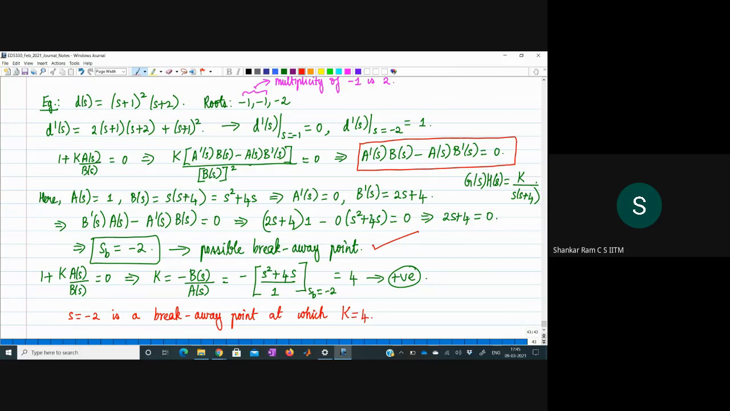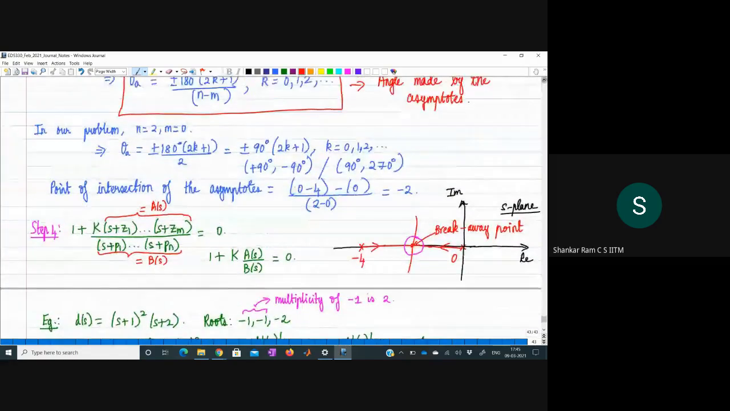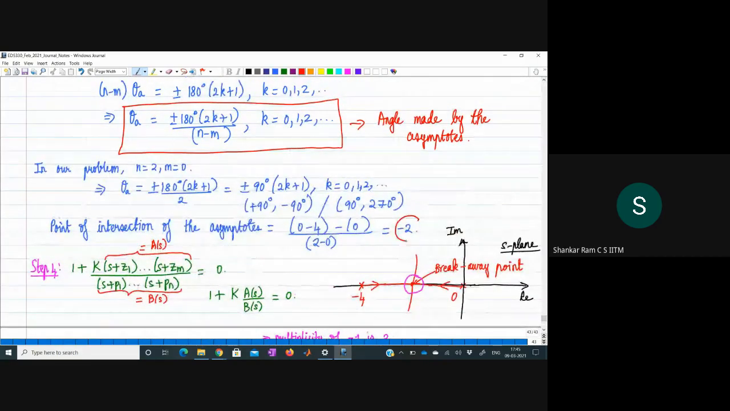So this is how we find breakaway and break-in points. One can note something interesting, which is very specific for this example, not true in general. It so turns out that the breakaway point is at minus 2, and we also saw that the point of intersection of the asymptotes was also at minus 2. So this is a special case. In general, it is not true. In this specific example, both happen to be at minus 2, but that's not necessarily true in general. So that's something we need to remember.